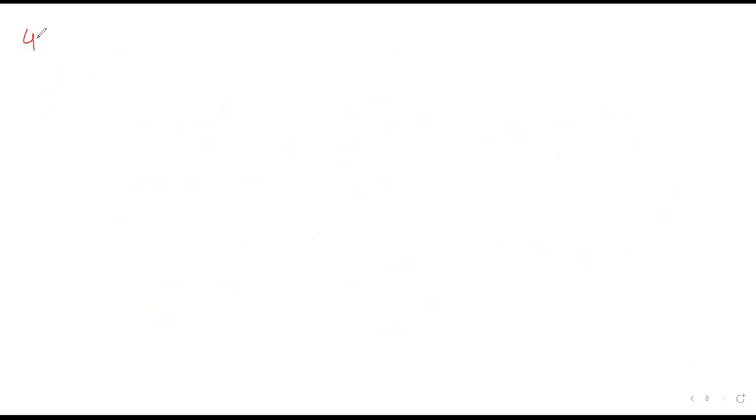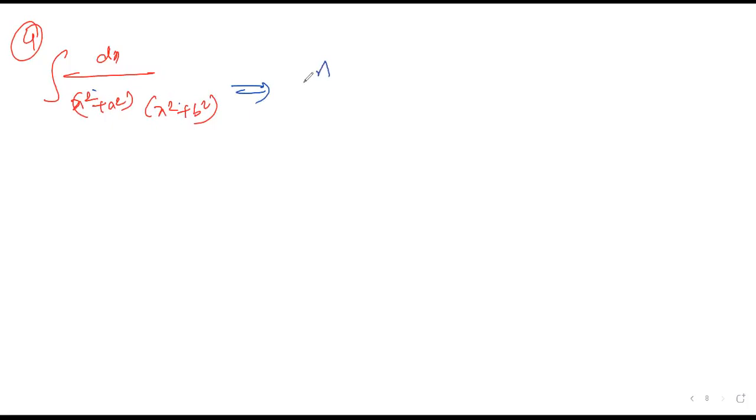Now switch on to the fourth question. Integration dx by x square plus a square and x square plus b square. The question looks simple. What is the model we need to apply? Method 1, method 2? It is x square and x square, x power 4, so it is like model 1 only. So a by x square plus a square plus b by x square plus b square. It's very simple.